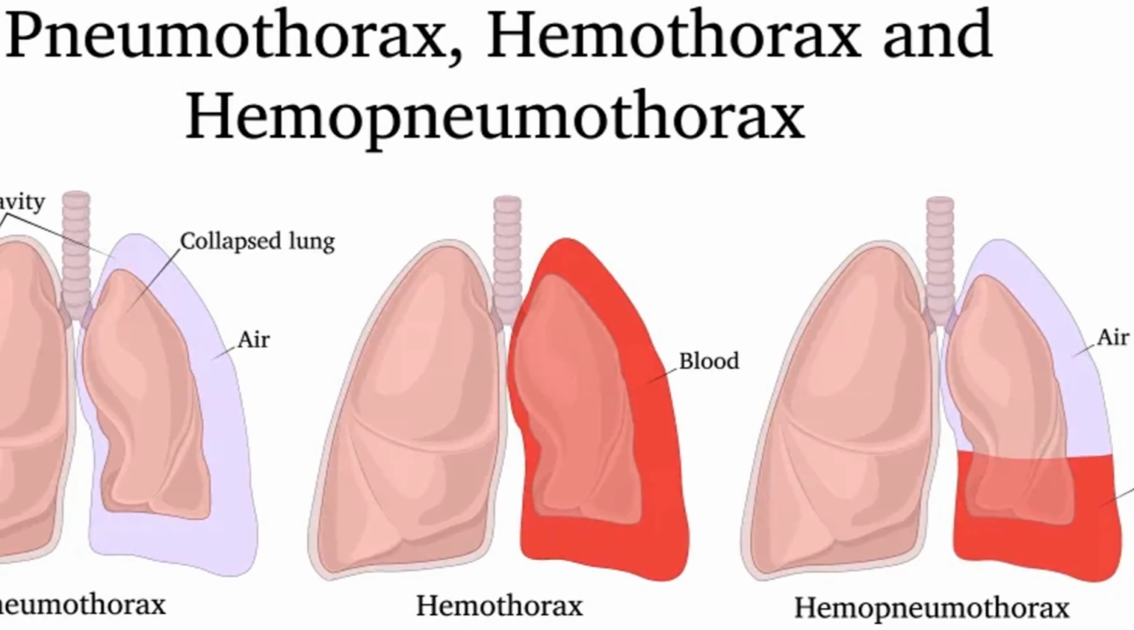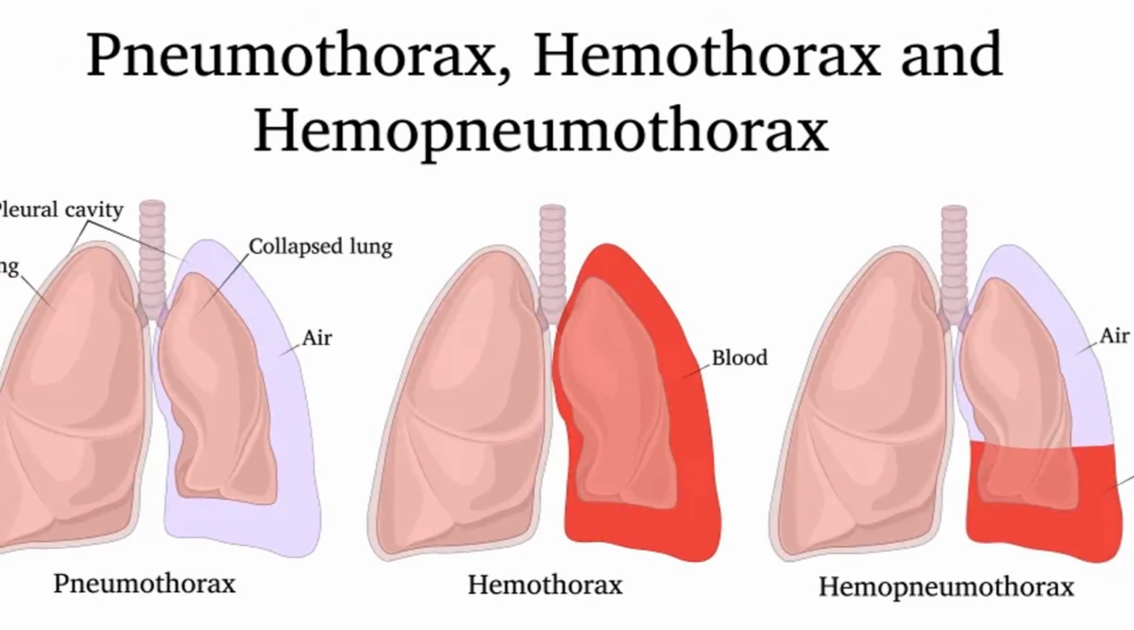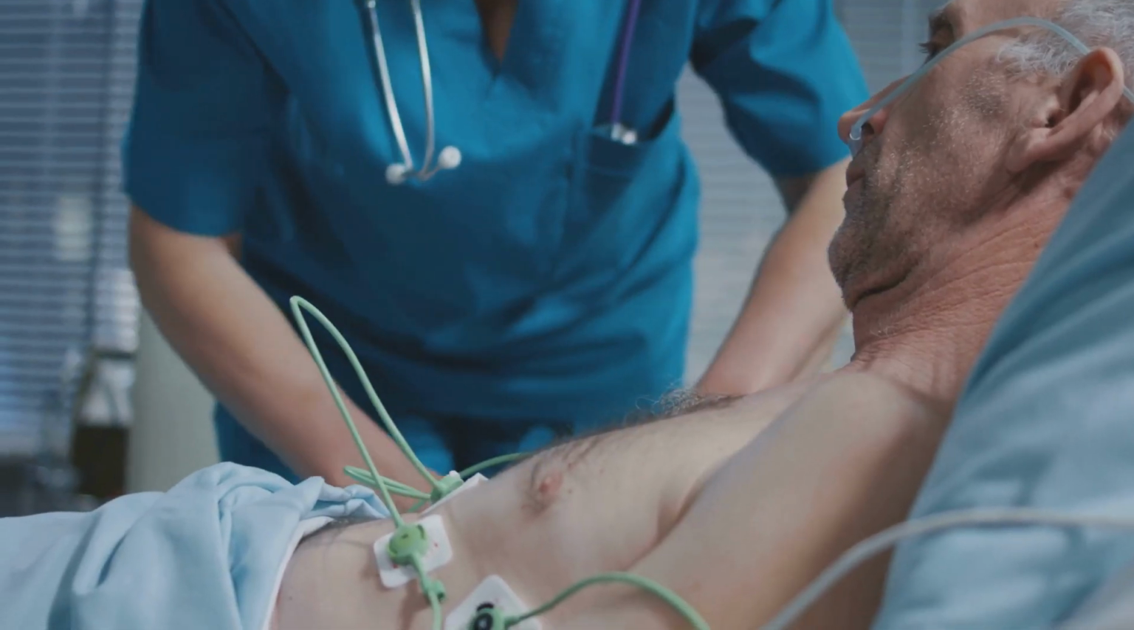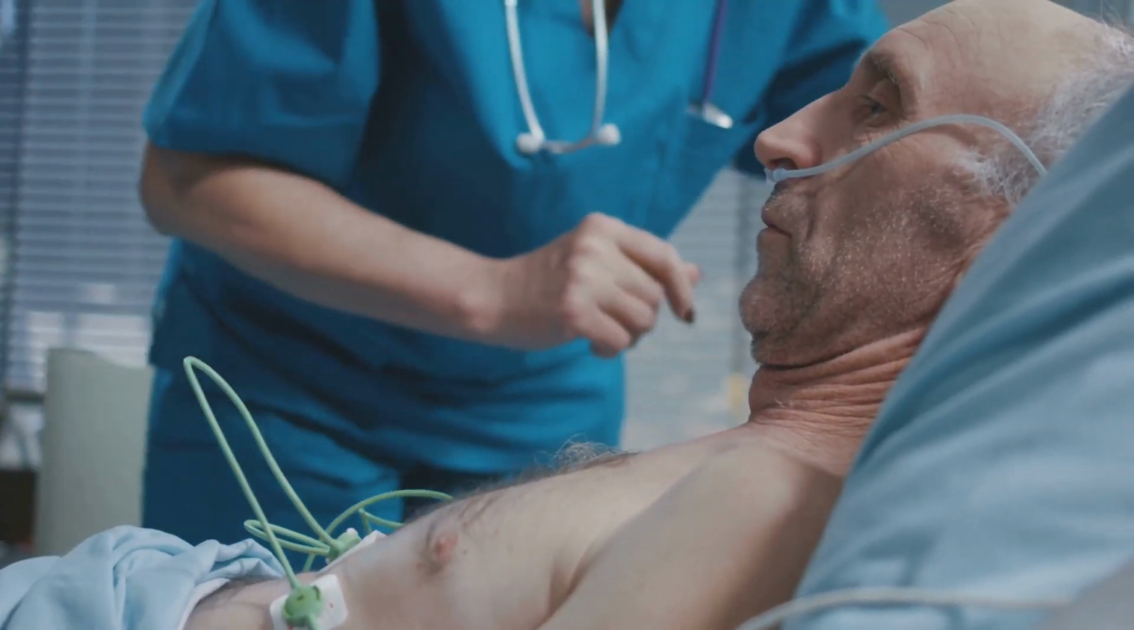Picture the chest cavity in 3D. You've got the lungs, the pleural space, which is a thin potential space around each lung, and the mediastinum, that central area between the lungs housing the heart, major vessels, and the trachea.